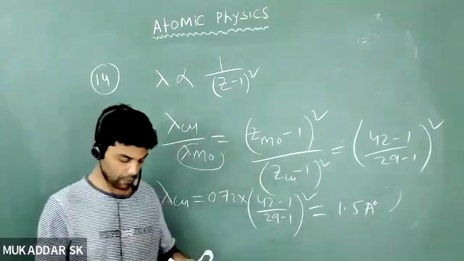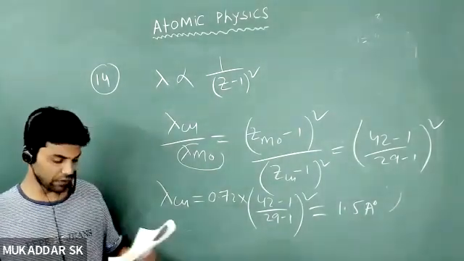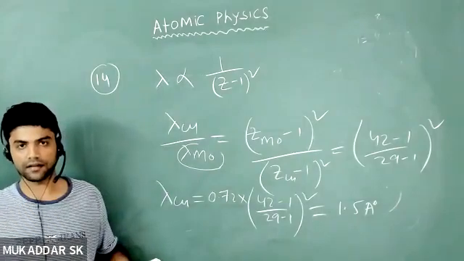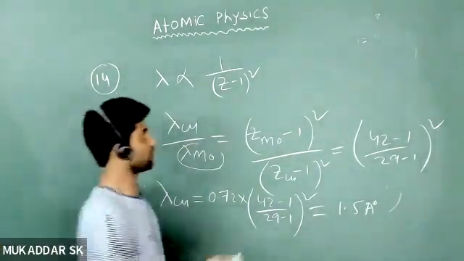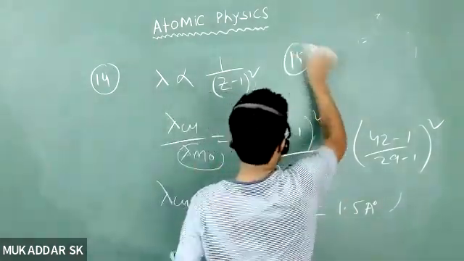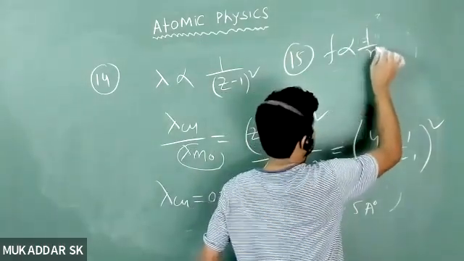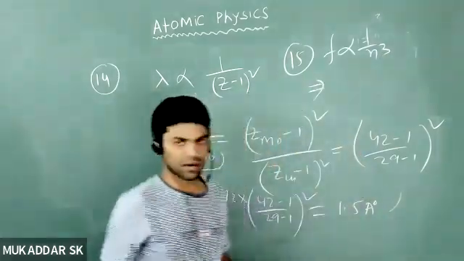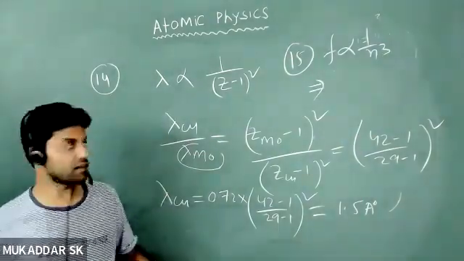Okay. Then the last question, question number 15. I asked the ratio of frequency of the first and second orbit, right? So second excited state I asked. So you know that relation for frequency. So for question 15, F is proportional to 1 by n cube. So I asked the ratio of frequency for the first and second excited state.